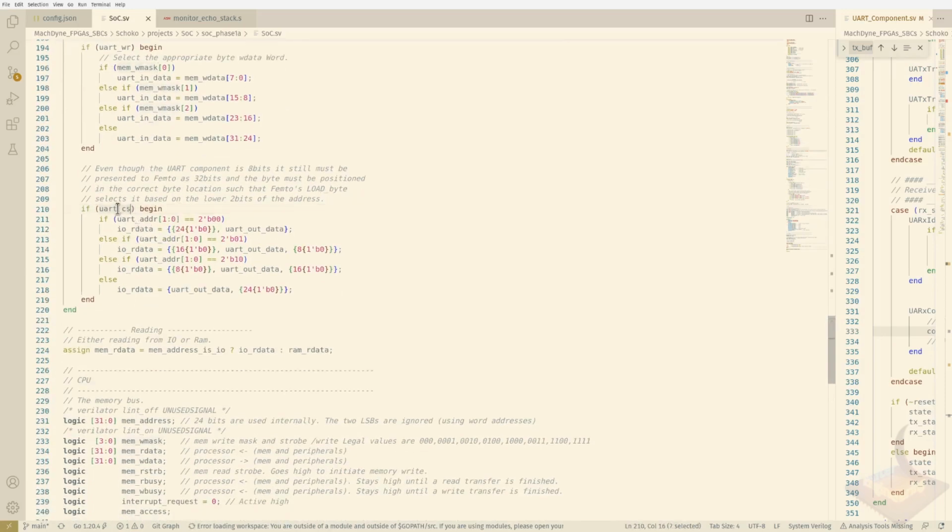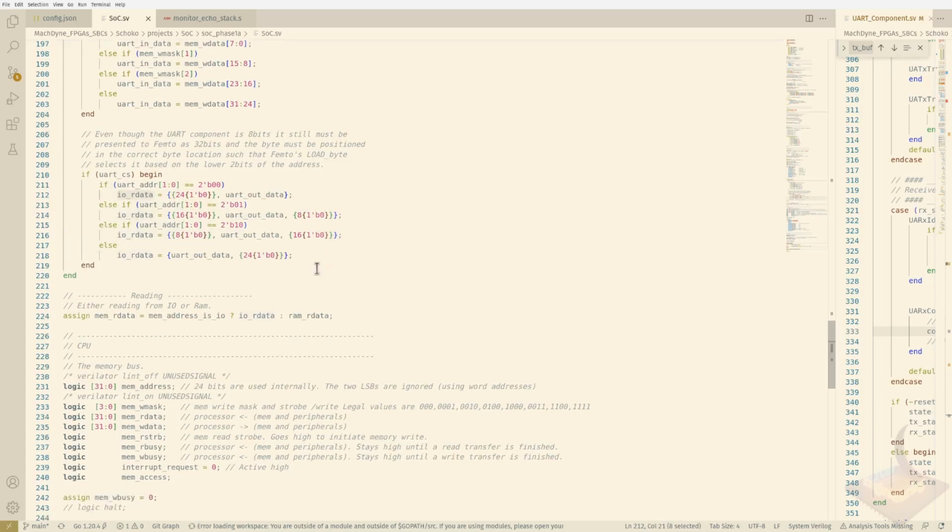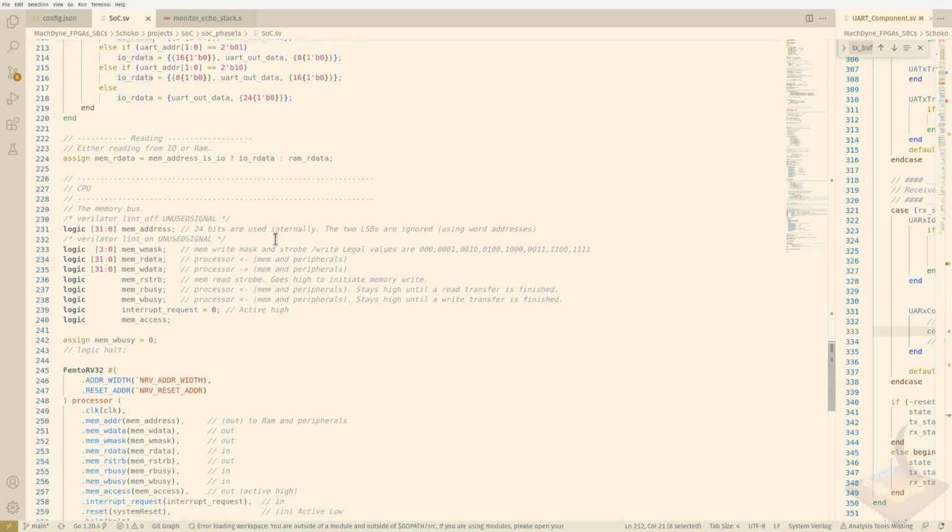And the same thing for here. We covered this before, and we're also looking to see how we're going to read data out of a specific address. So if it's an address that sits at 01, we're not going to look at that lower byte. We're going to look at the next byte over, and so on and so forth.